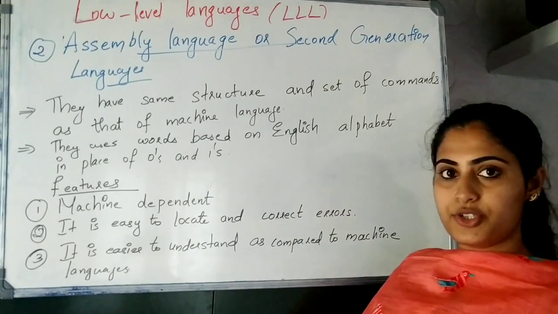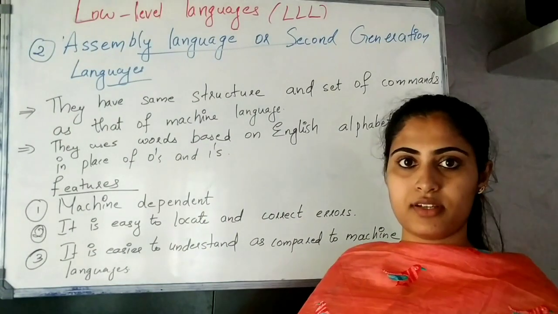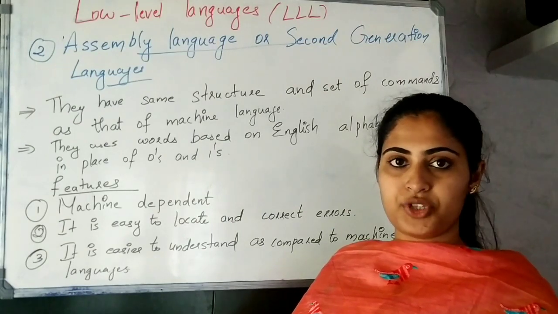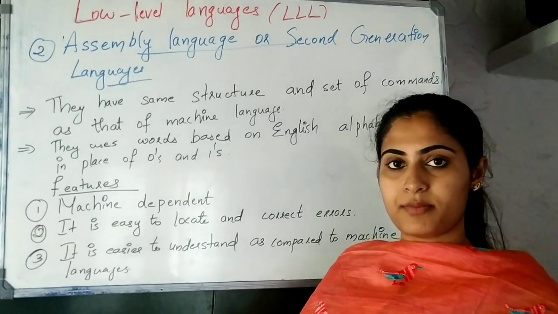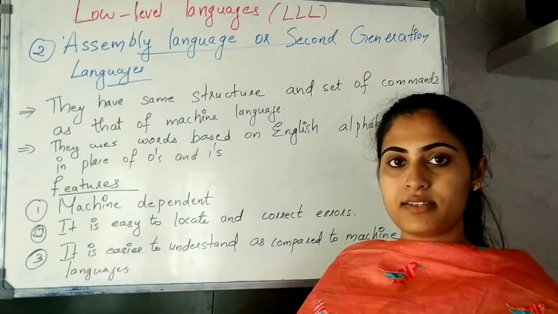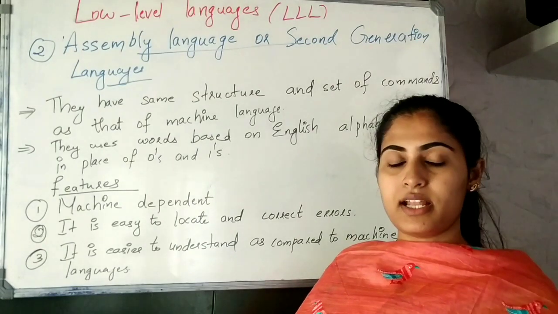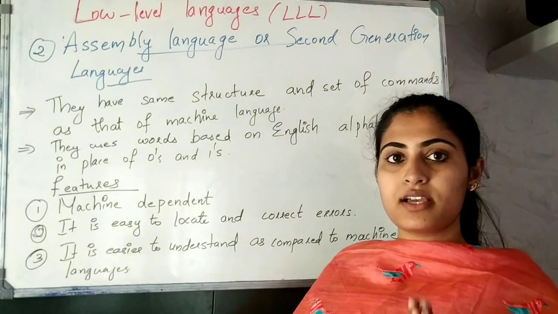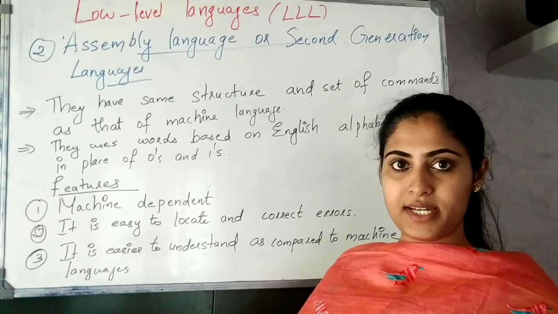Some of the features of assembly languages: first one is, it is machine dependent, same as machine languages. Why? Because assembly languages are designed for some type of computers, and an assembly language can be used only in such type of computers. That is what we mean by machine dependent.